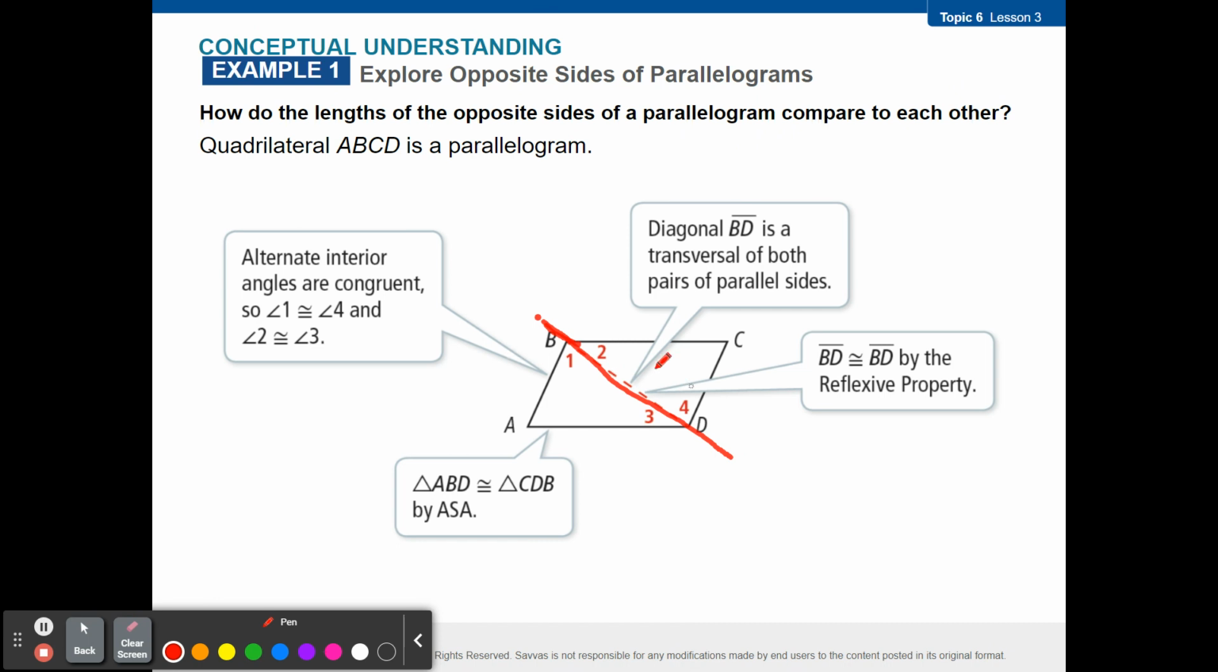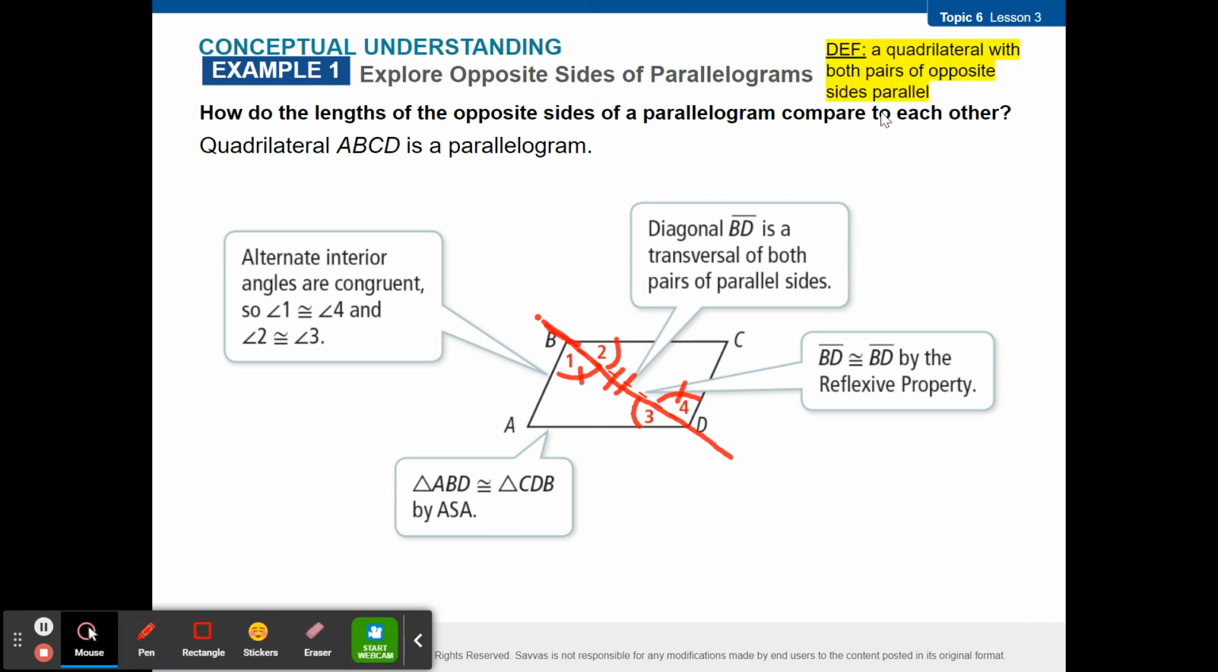BD would be congruent to itself by the reflexive property. And then therefore, because this is congruent with this, and this is congruent with that, and this is congruent to itself, these two triangles would be congruent by angle, side, angle. Okay, so the other information you need, you're going to want to write this down. Definition: a quadrilateral with both pairs of opposite sides parallel is a parallelogram.